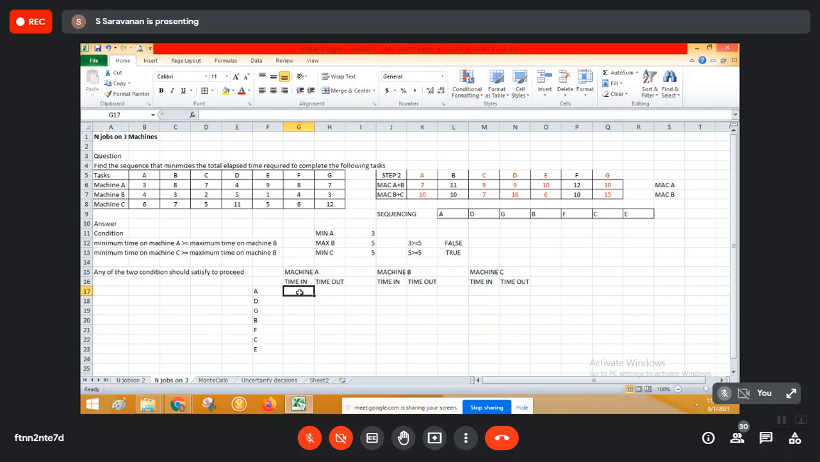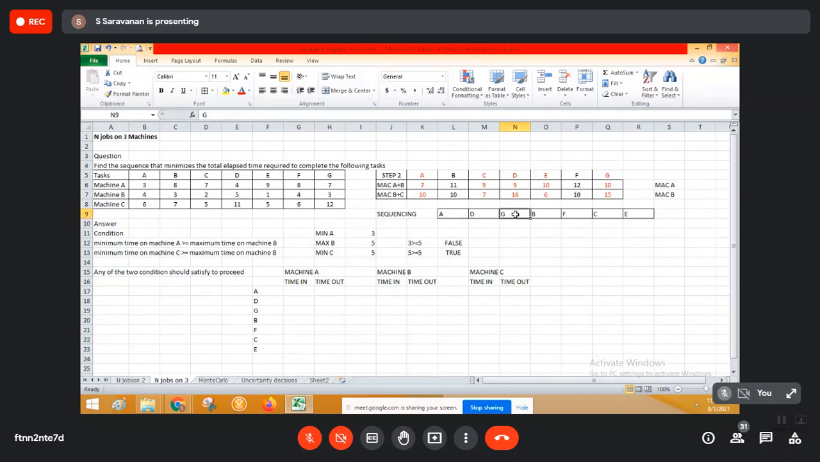Sir, I have a doubt. G, B and F all three had the same time, 10, 10, 10. How did G come first? Here you see, when I check, machine A always starts from which position? From your left hand side. So you see, after D, the only position left in your left hand side is G, this specific third position.